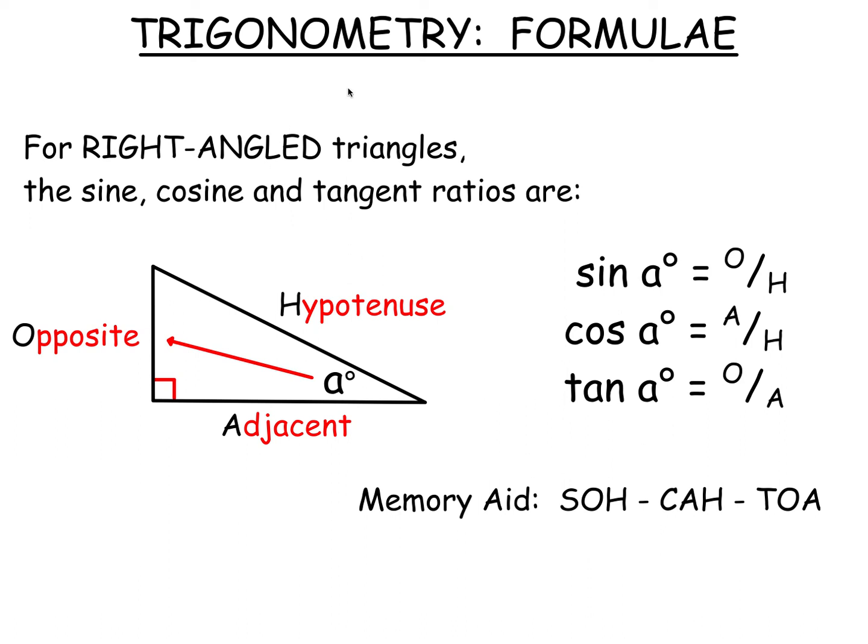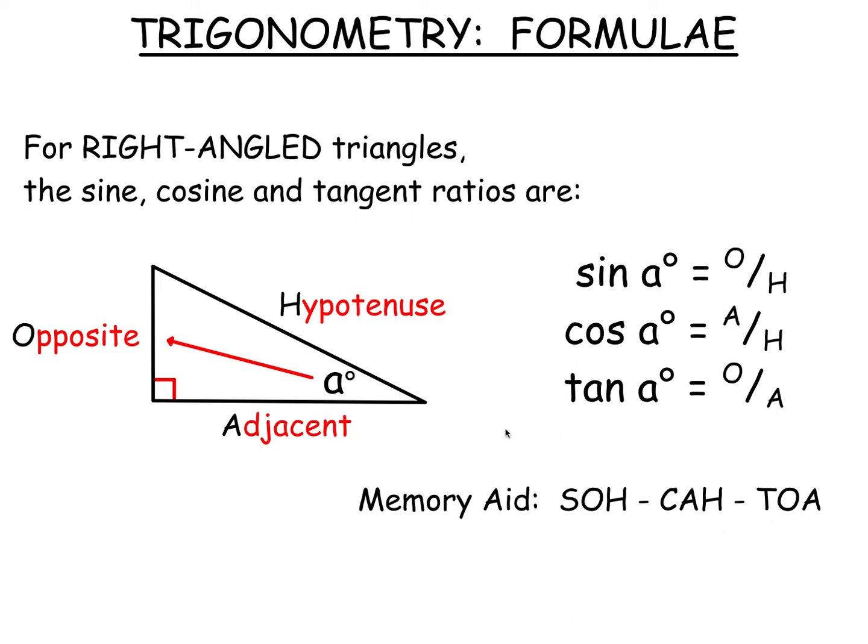The last video on trigonometry looked at right-angled triangles and the relationship between the angle in a triangle and the ratio of a pair of sides, such as opposite over hypotenuse, the sine ratio, adjacent over hypotenuse, the cosine ratio, opposite over adjacent, the tangent ratio, memorised as SOHCAHTOA.